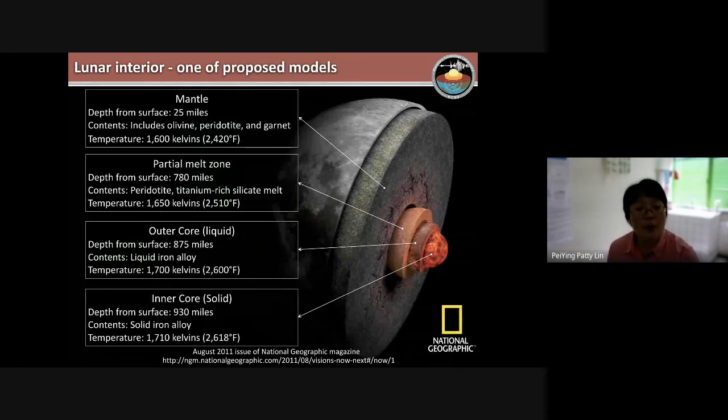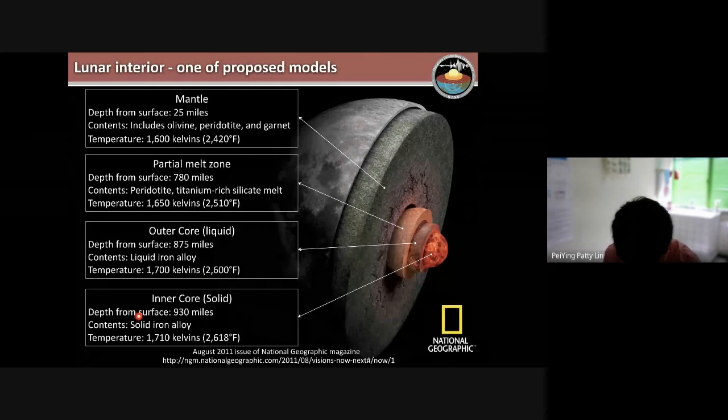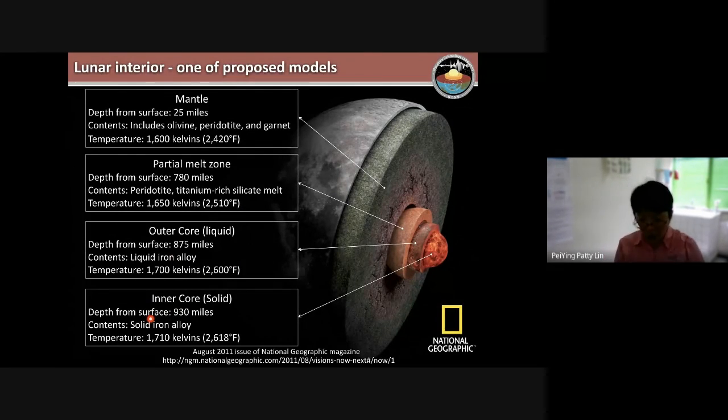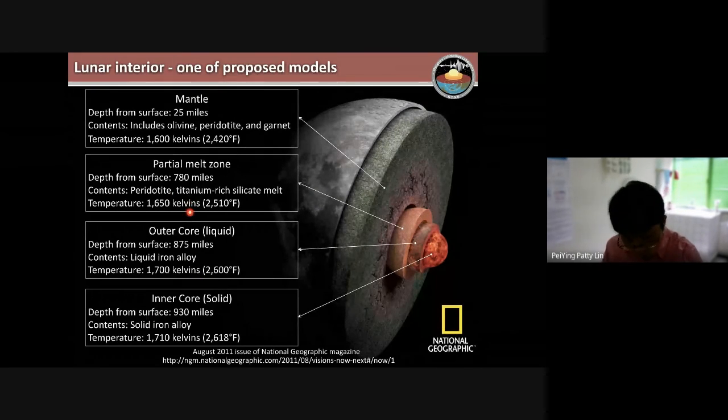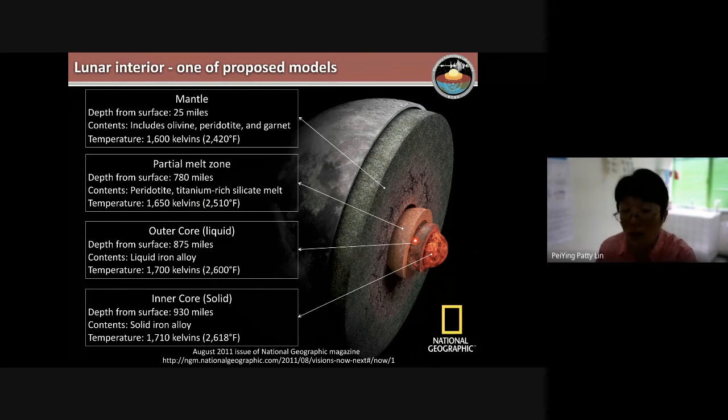Here is a conservative interpretation of our deep reflection in the lunar deep interior that we published in 2011. We have these ideas based on an iron and sulfur system. So we estimate the temperature in the inner core and outer core to be about 1700 kelvins. And the first partial melting zone is a bit lower, with a different core radius.